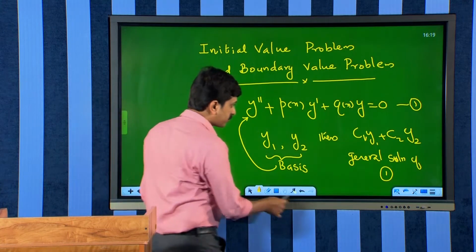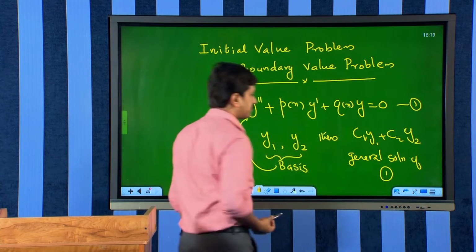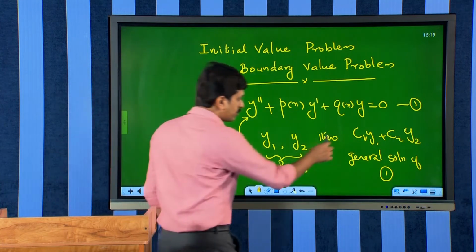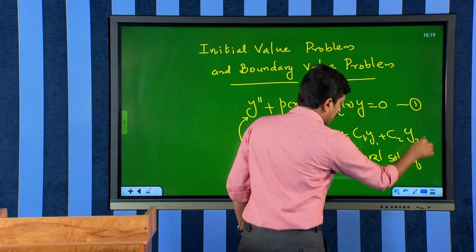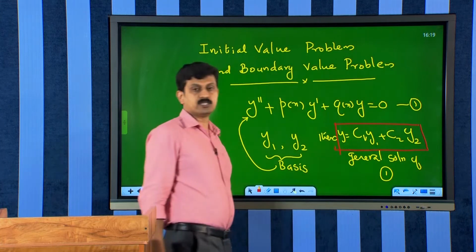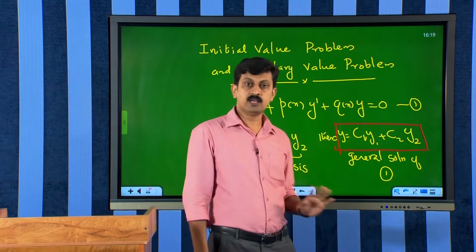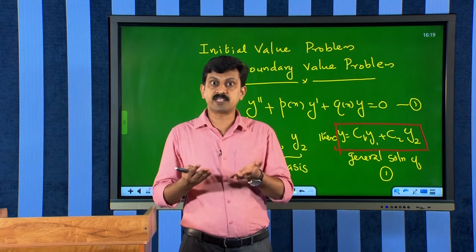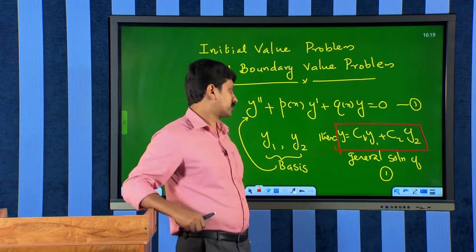See, my dear students, our discussion is that y is equal to c1 y1 plus c2 y2 is the general solution of the given homogeneous linear differential equation. There c1 and c2 are arbitrary constants. That means they act like variables, and can take values as per their own wish.